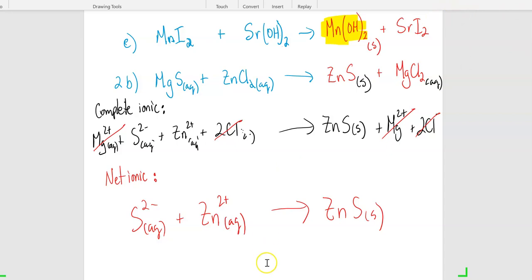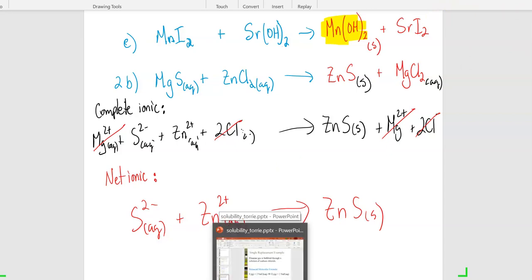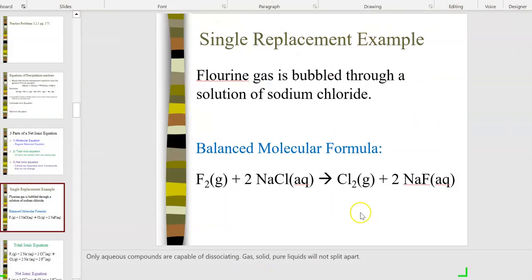Going back to our PowerPoint. So we've looked at a lot of double replacement reactions. And so what I wanted to just go through here is to show that we can have the same thing happening with a single replacement. And remember, single replacement can involve both metal ions, so like a positive ion replacing a positive ion, or a negative ion replacing a negative ion.